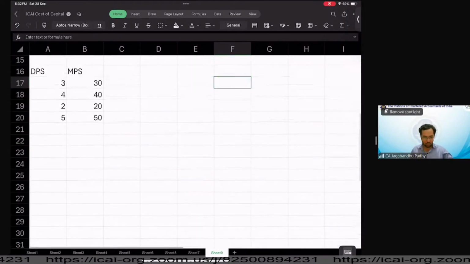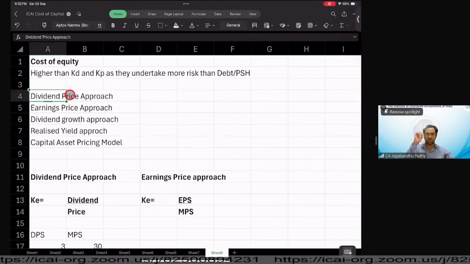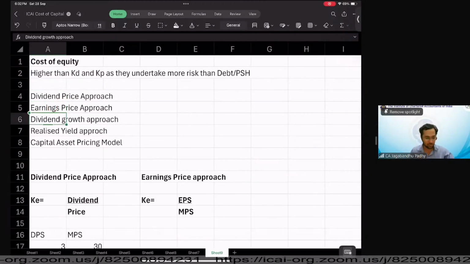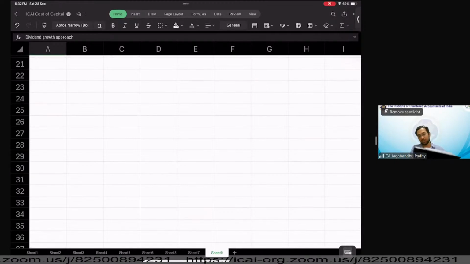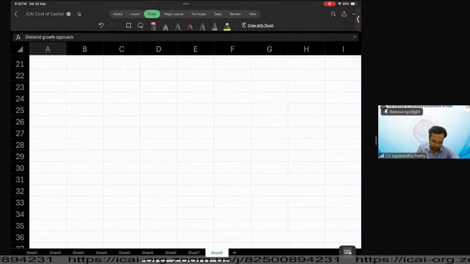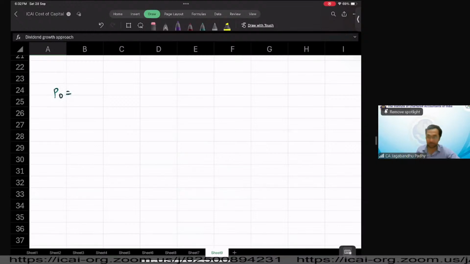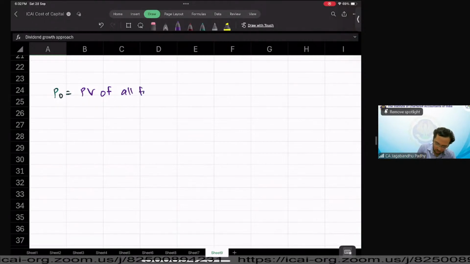Pretty simple. Now let's go for the third approach. We have done the dividend price approach, which is dividend upon price, and the earnings price approach, which is EPS upon MPS. Now the third one is the dividend growth approach. Here the things are going to turn really interesting. See, we know as a rule of finance that the current price of the share will be equal to the present value of all future dividends.